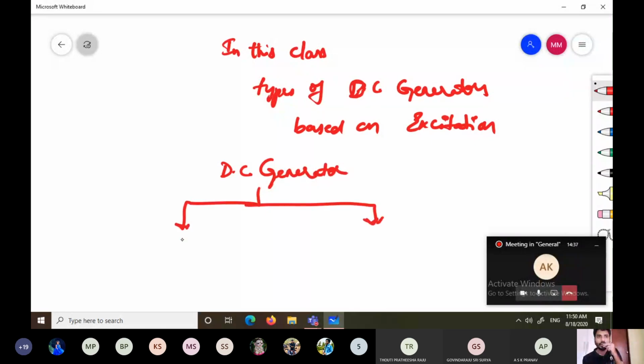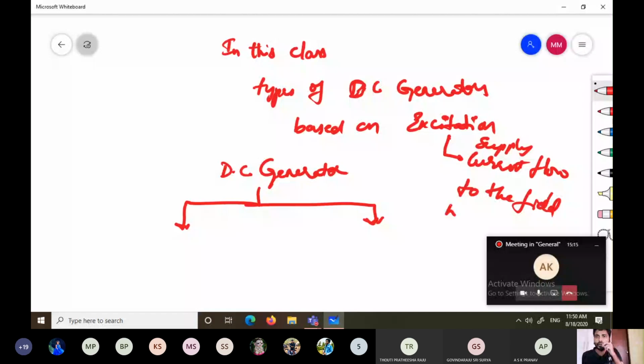What do you mean by excitation? Giving supply to the field winding is nothing but excitation. So after giving a supply to the DC field winding, what happens? The current passes through the field winding, so that flux will be set up in the field winding. So excitation is nothing but supplying current to the field winding of a DC generator.